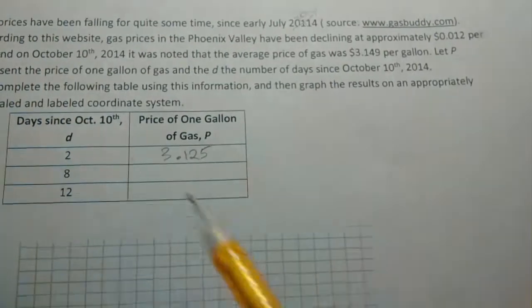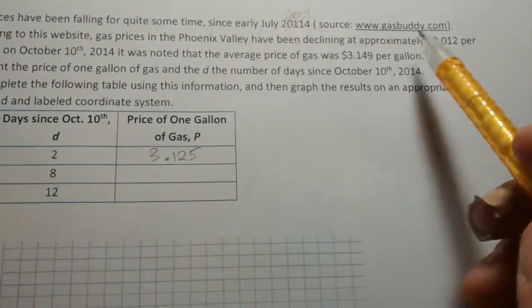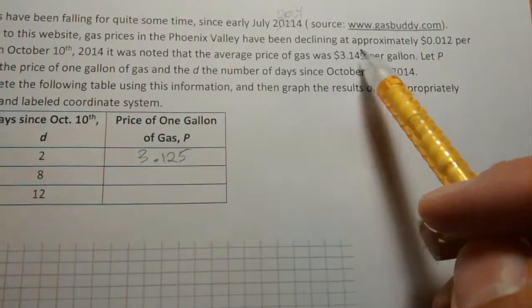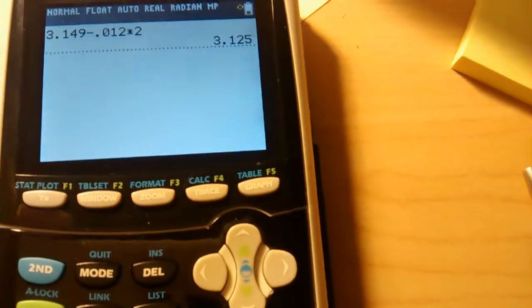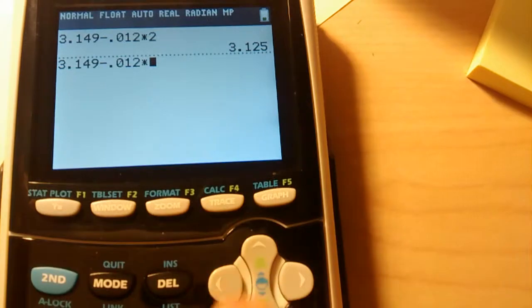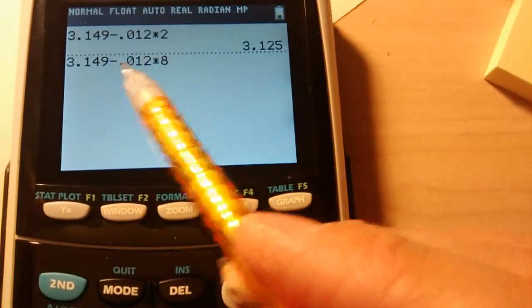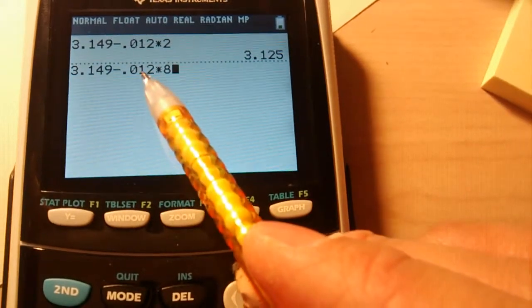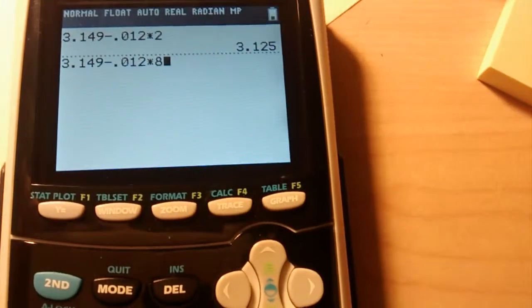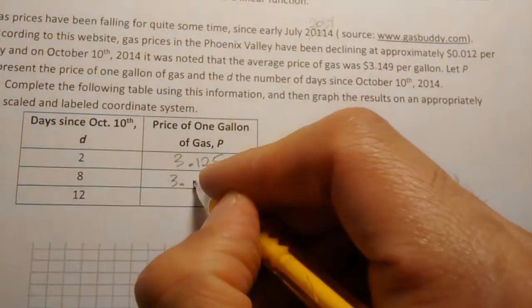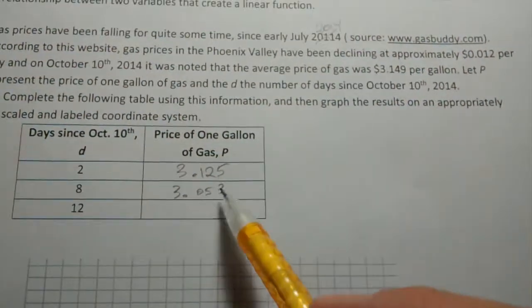Okay, so 8 days. So we're going to hopefully subtract 8 of those from that starting point. So I'm hitting second enter, and I can go back and manipulate and change the 8. So again, 8 days after the starting point, each day decreases by that. So we're multiplying by 8 there. And so we get that amount.